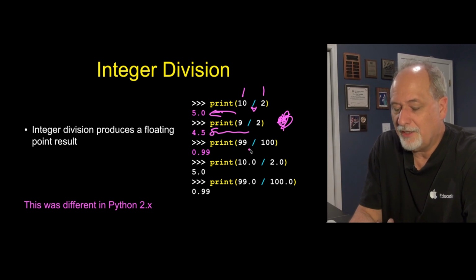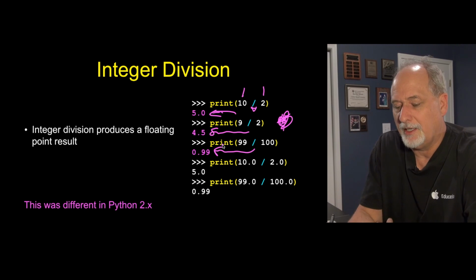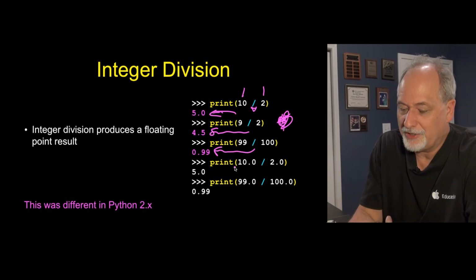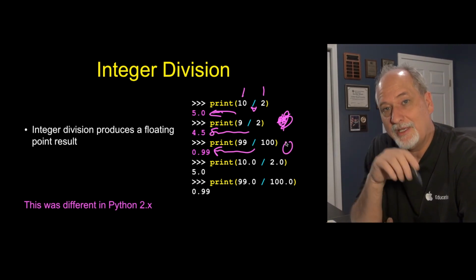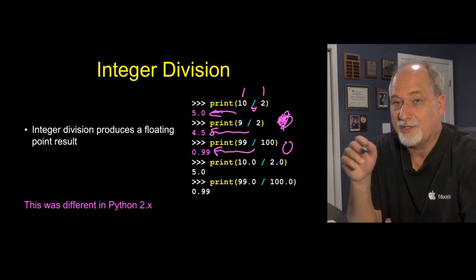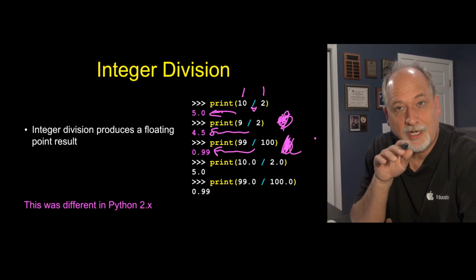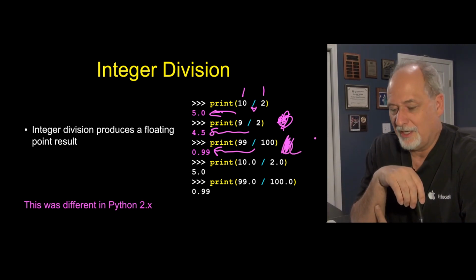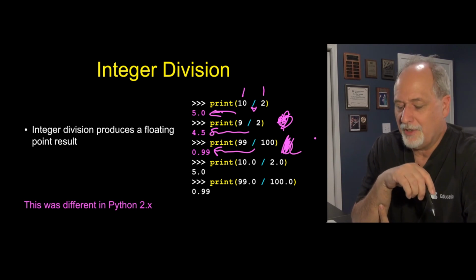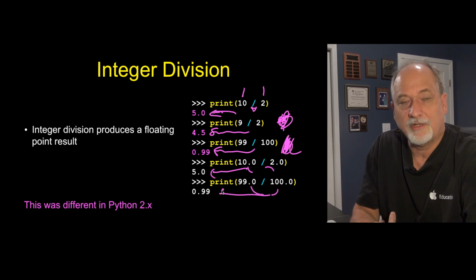The same with 99 over 100. As you would expect, if this were a calculator, you get 0.99. Actually, what you get in Python 2 is 0, because it doesn't round at all, it truncates it. So 99 over 100 is 0.99, and then it truncates it to 0. That's Python 2. We're not talking about Python 2. There's a good reason we're not talking about Python 2. Welcome to Python 3. Of course, if there is a floating point on either side, the result is still a floating point.